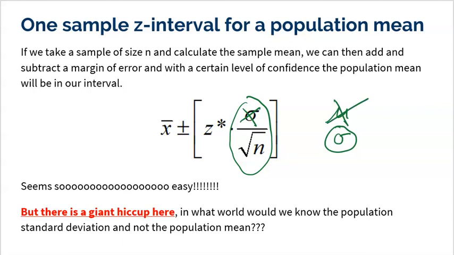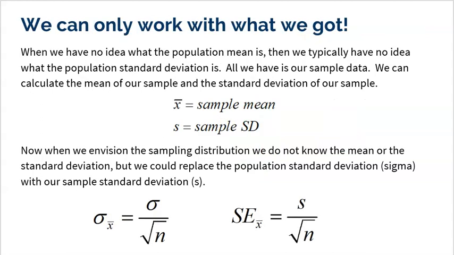I can't. It seems so easy, but I really want to. But the problem is that standard deviation is unknown. So what the heck do I do? Because remember, I'm going in blind. I don't know the mean. And if I don't know the mean, then there's no way I know the standard deviation. So what do we do? Well, we've got to work with what we got. And believe it or not, we've actually seen this concept before.